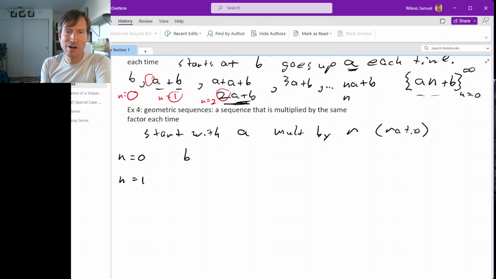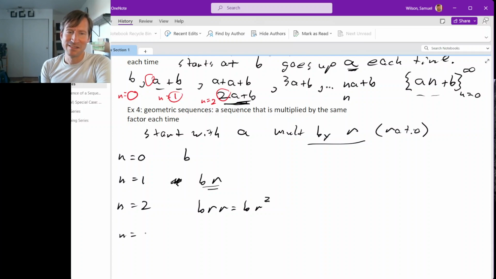And then n equals 1, right? We take the previous term and multiply by r. Right? So that's going to give us r times b. Actually, usually people write the r on the other side. And then when n is 2, we take the previous one and multiply by r again. So that's going to be b times r, but that's b times r squared.